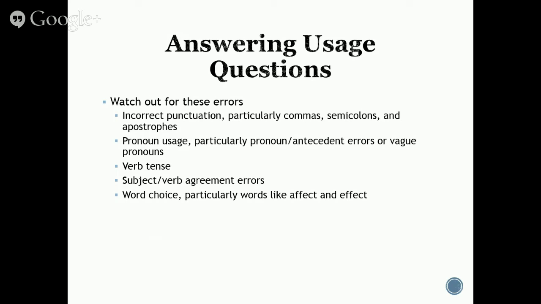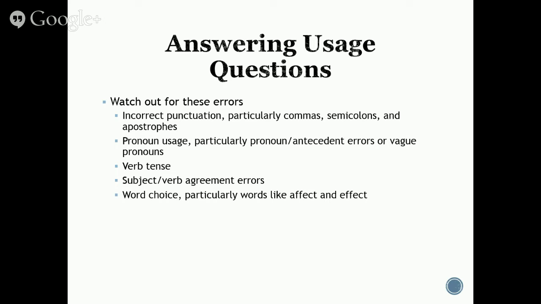What kind of errors are they going to be looking at? In these usage questions, they're usually going to give you a sentence, and parts of the sentence are going to be underlined, and you have to find the error. You're not going to have to correct the error. You just have to find the error. So it could be incorrect punctuation, most particularly commas, also semicolons and apostrophes. So those would be the three rule sets that I would make sure I look at. It's commas, semicolons, and apostrophes. They don't usually go into some of the more difficult punctuation errors that you may have.